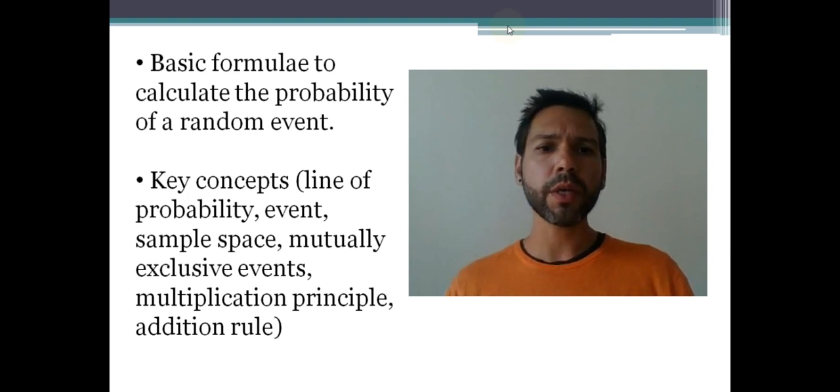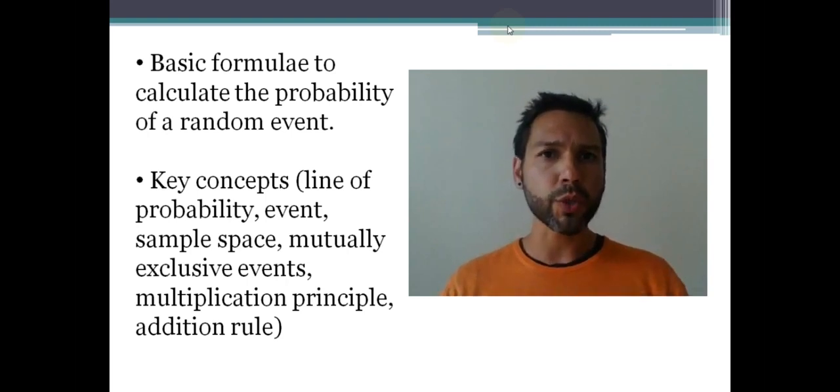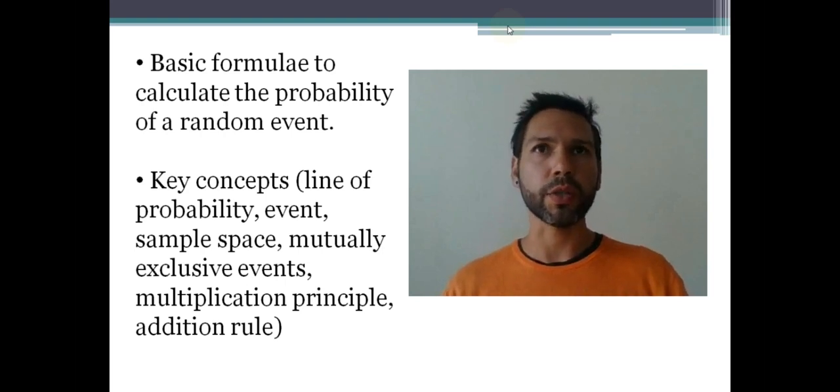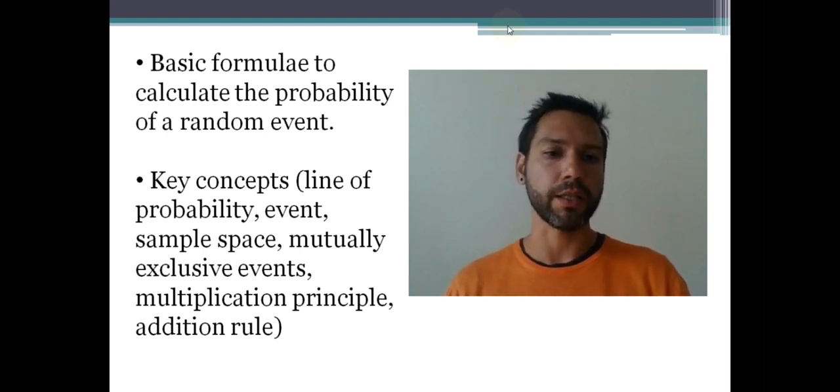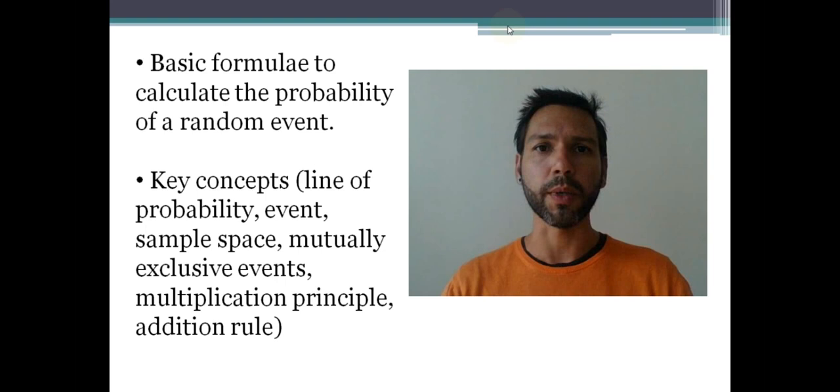And we saw some key concepts or scenarios where we have events that are mutually exclusive and cannot happen at the same time, as well as occasions in which the number of possible events can be combined, or when they cannot be combined, as in the case of the addition rule of probability.